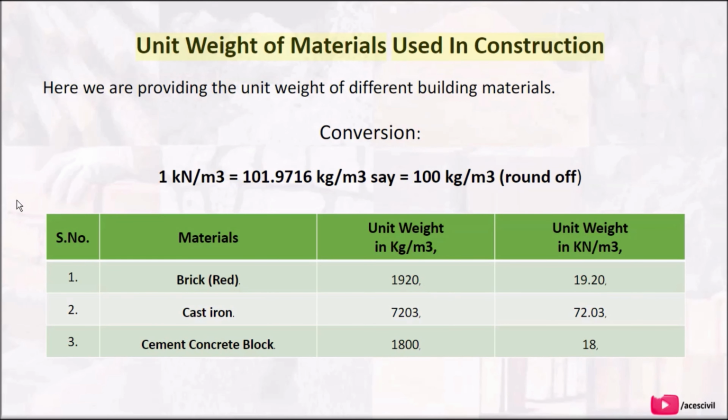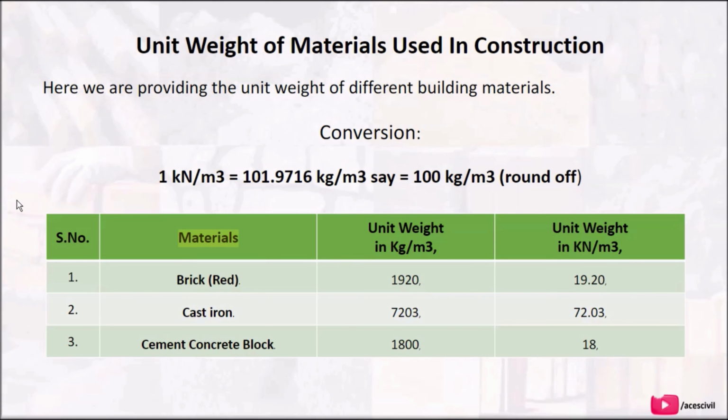Unit weight of materials used in construction. Here we are providing the unit weight of different building materials. Conversion: 1 kN/m³ equals 101.9716 kg/m³, say equals 100 kg/m³, rounded off.